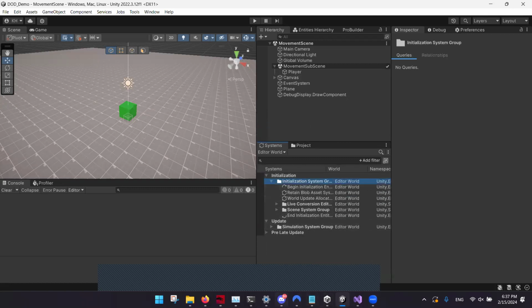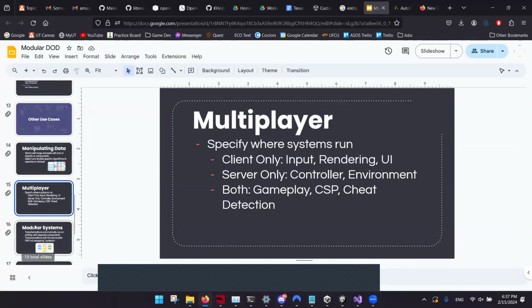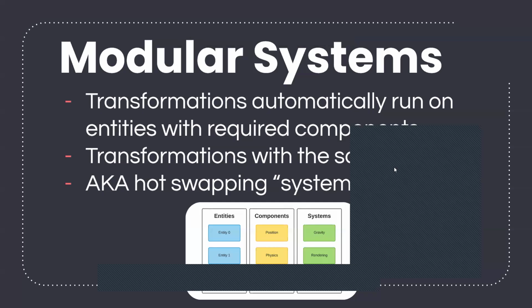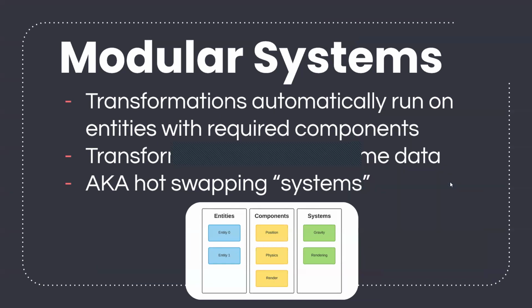Okay, so let's go back to here. All right, so we covered modular systems. This is a way of, again, toggling on and off the different systems that our objects are implemented with. So we talked about entities earlier. Entities are just IDs, essentially, and they're really defined by whatever components they have. So this is where entity component system comes from, ECS, entity component system.